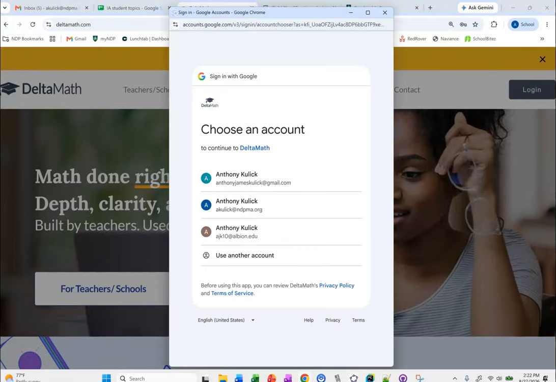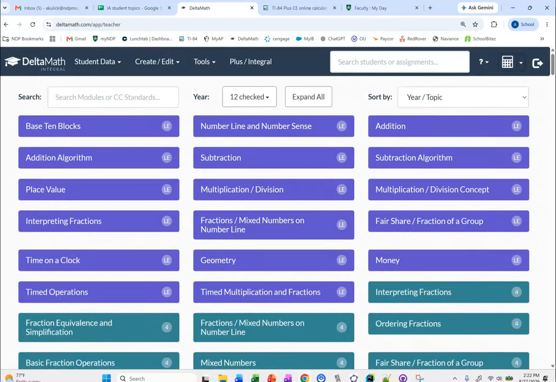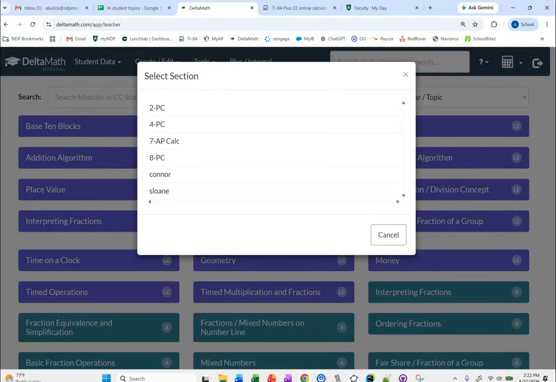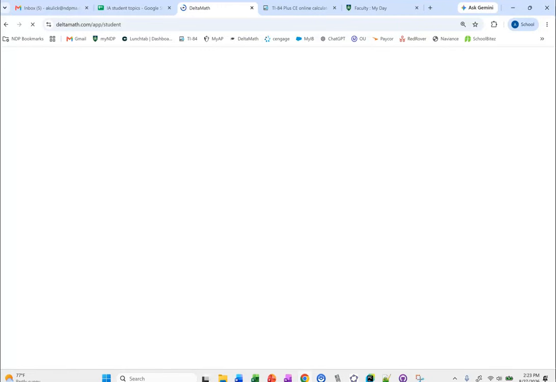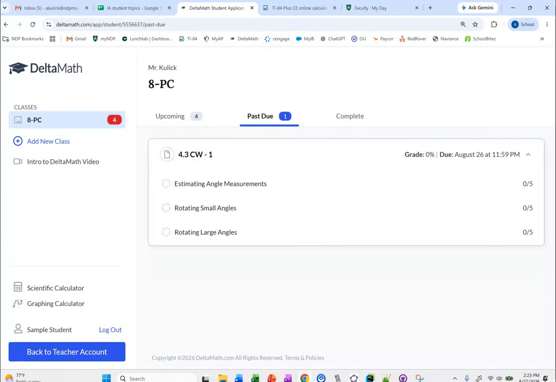drawing these angles or estimating the value. So let's do this. That one. We're jumping around. 4.3 classwork. That one. Okay. So 4.3 classwork 1. I guess it's now past due. I'm sorry about that, guys. It's fine. You're not going to be graded down on that. Still do it.